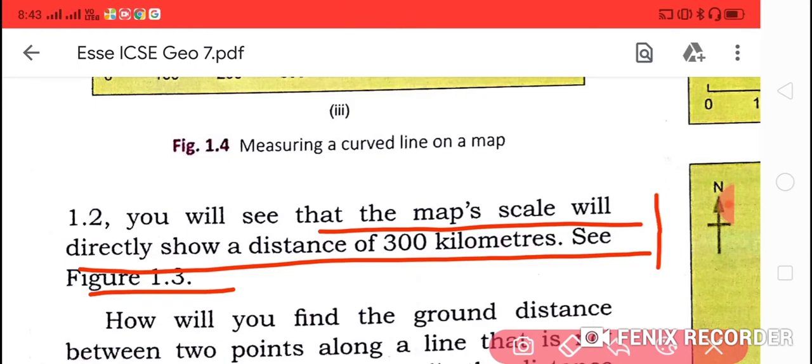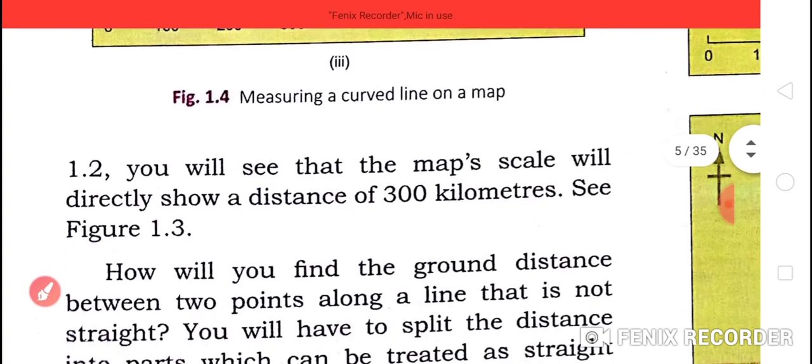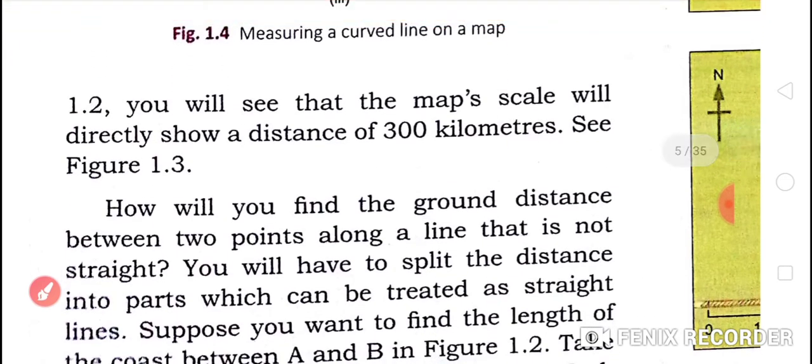So today we have learned small scale, large scale, topographic map, and how we can measure the distance on a map.